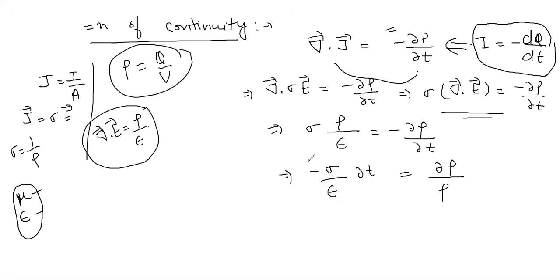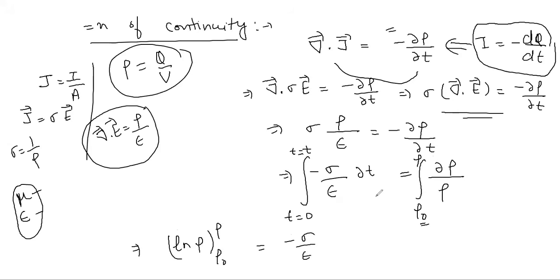Now what I can do is that I can integrate on both sides. Let's say at time t is equal to 0, your charge density was rho naught, and at time t is equal to t, this became equal to rho here. So this rho naught is the charge density at time t is equal to 0. You can integrate on both sides. 1 upon rho multiplied by curly rho would be equal to, integration of that would be ln of rho with the limit rho naught to rho. Now sigma upon epsilon is constant, you can take it out.